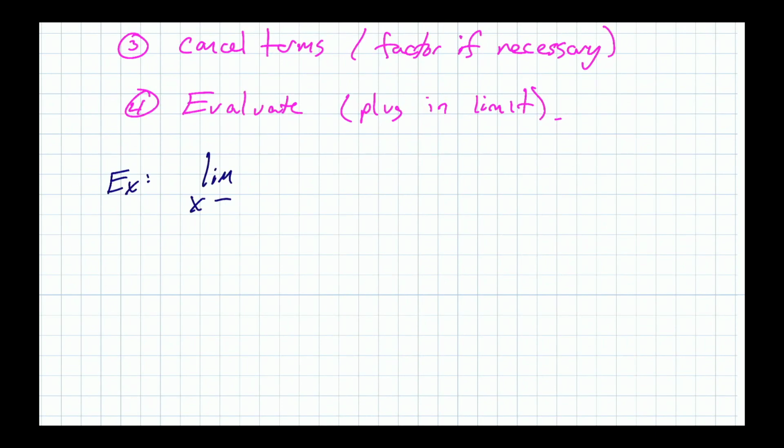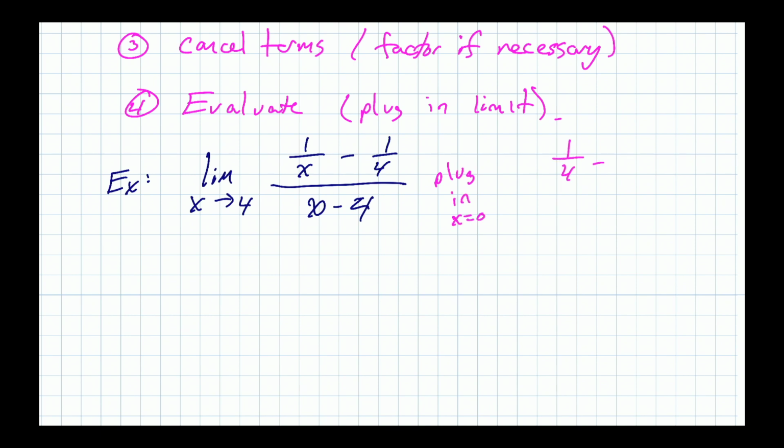We had the limit as x goes to 4 of, what was it, 1 over x minus 1 over 4, over x minus 4. All right. Now, as always, even if I forget to write it, your first step is to try to plug in the 4 just to make sure that you have to do this. So if you do that here, you get 0 over 0 again.